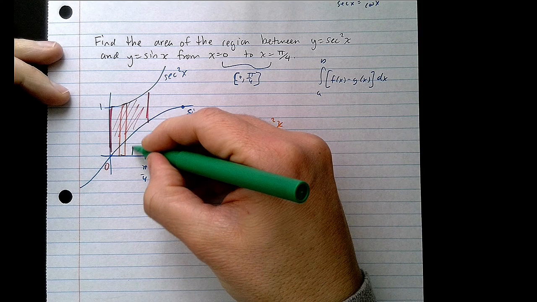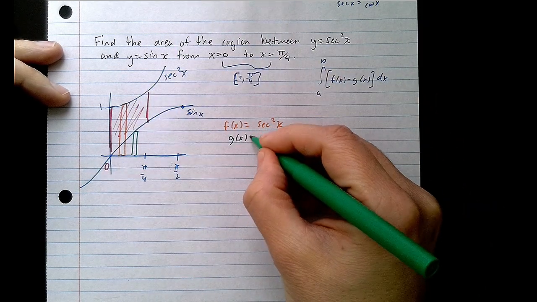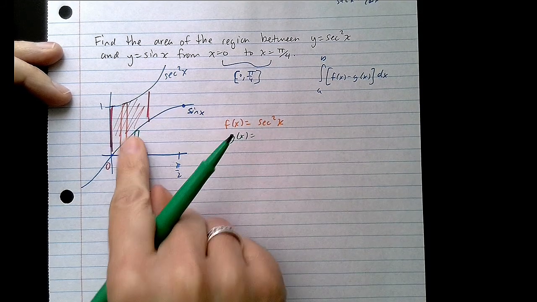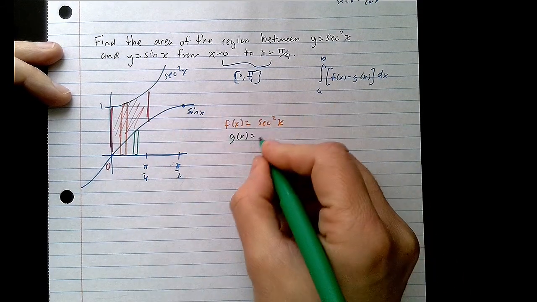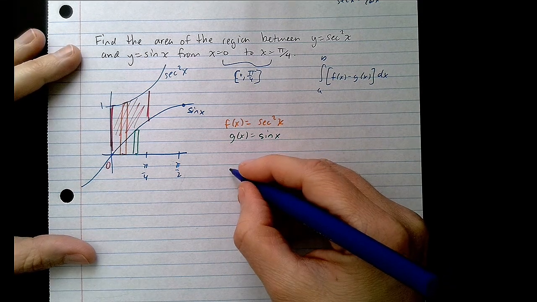Now, draw a second rectangle. That'll represent your g of x. So we can see the lower function with respect to the x-axis is the sine function. So now this integral turns into the following.